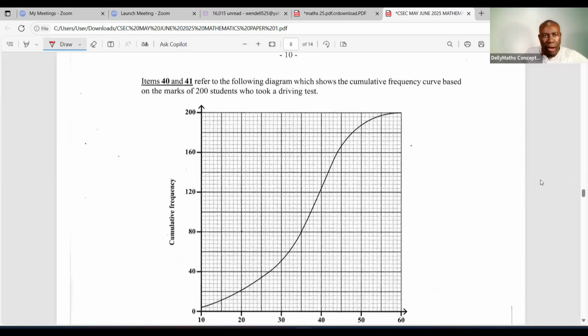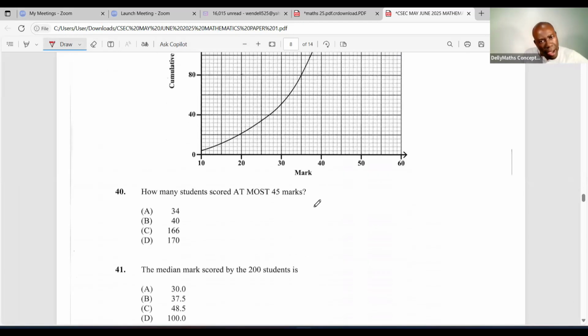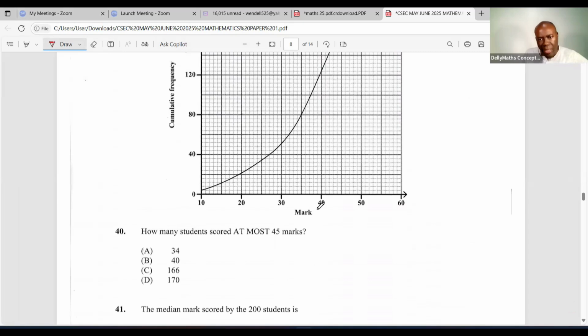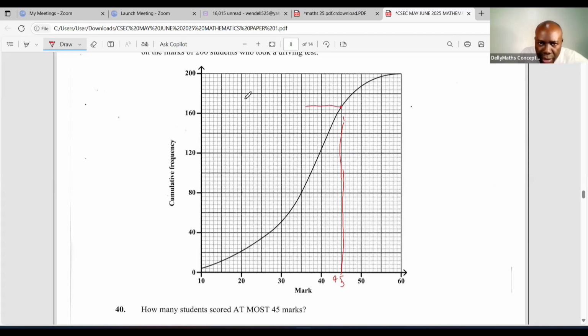All right, so we have 41 and 42 referring to the cumulative frequency curve of 200 students. How many students scored at most 45? At most means 45 or less. So 45 is right here. We follow this line and go up. This line takes me to right here, and then we go across and read off right here.